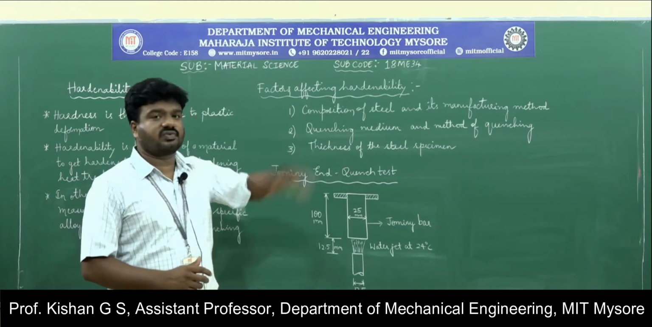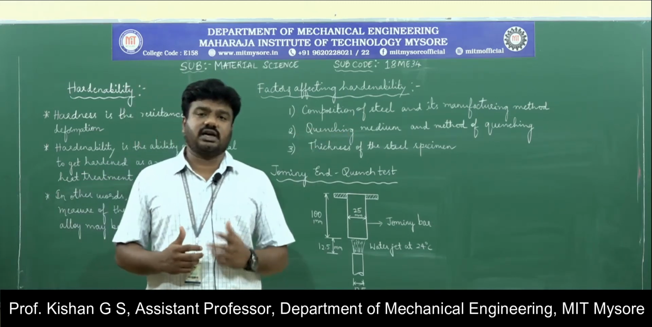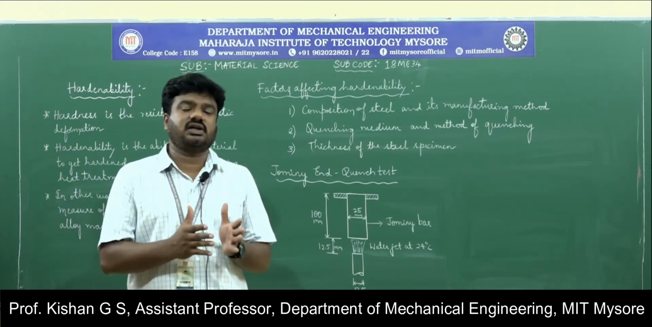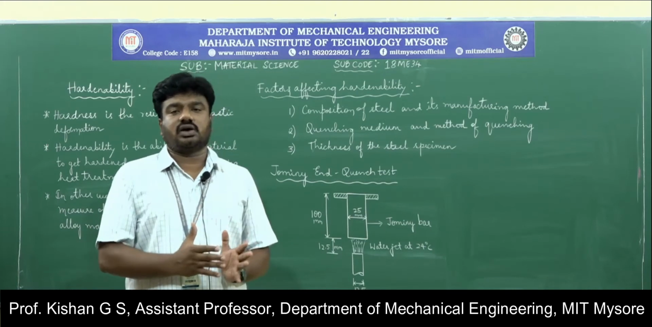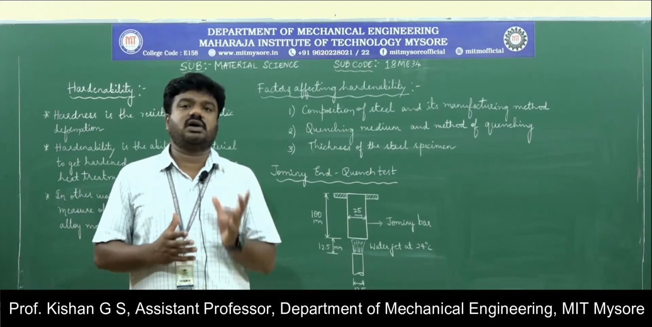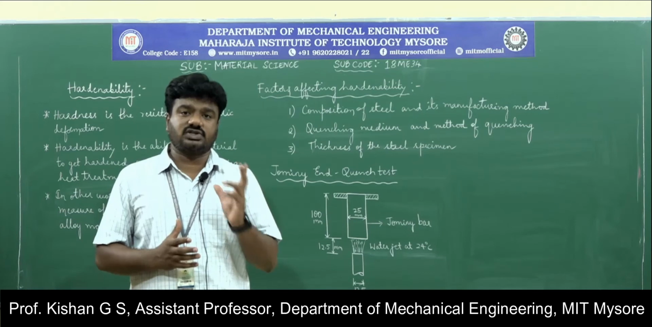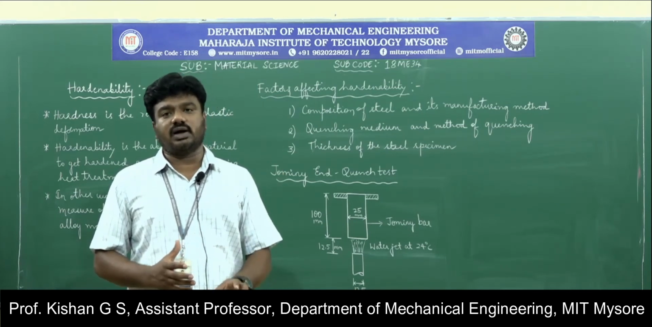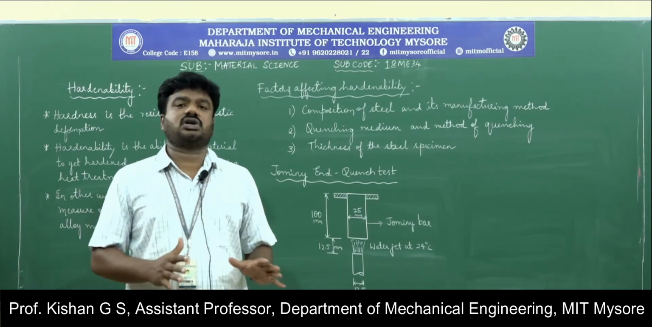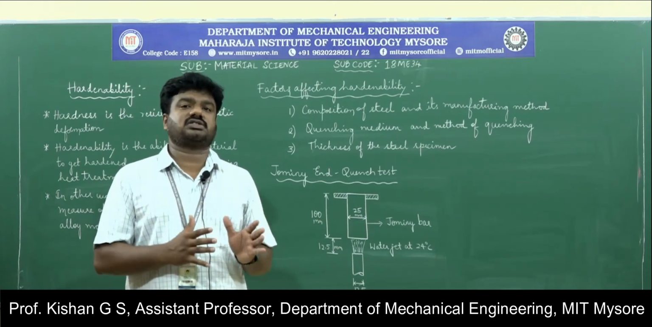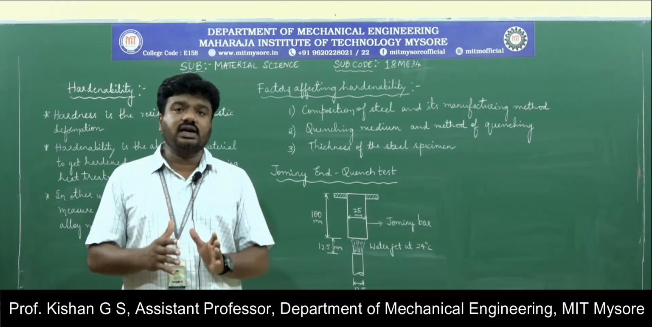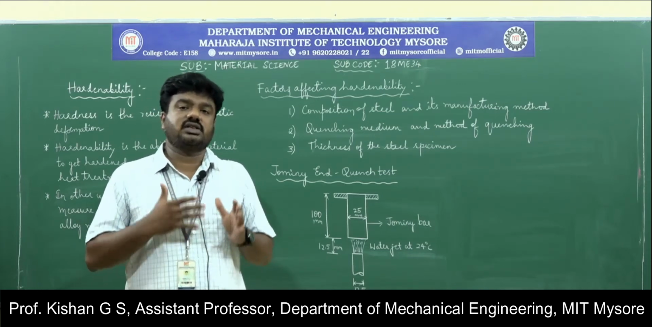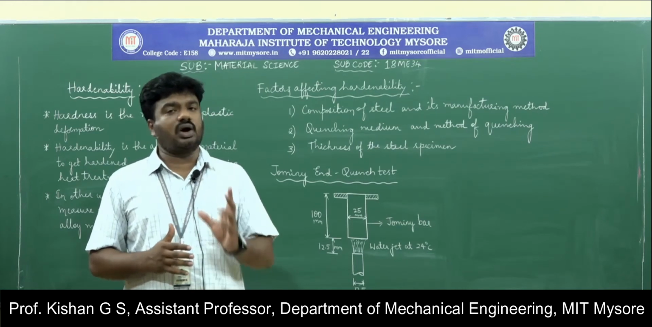Then comes the method of quenching, which is again of two types. One method is completely immersing the material in water or oil. You consider a material in its austenitic structure and completely dip it into the water bath or oil bath, so that the complete structure of the material gets converted from austenite to martensite, leading to complete hardness. That is one type of quenching.